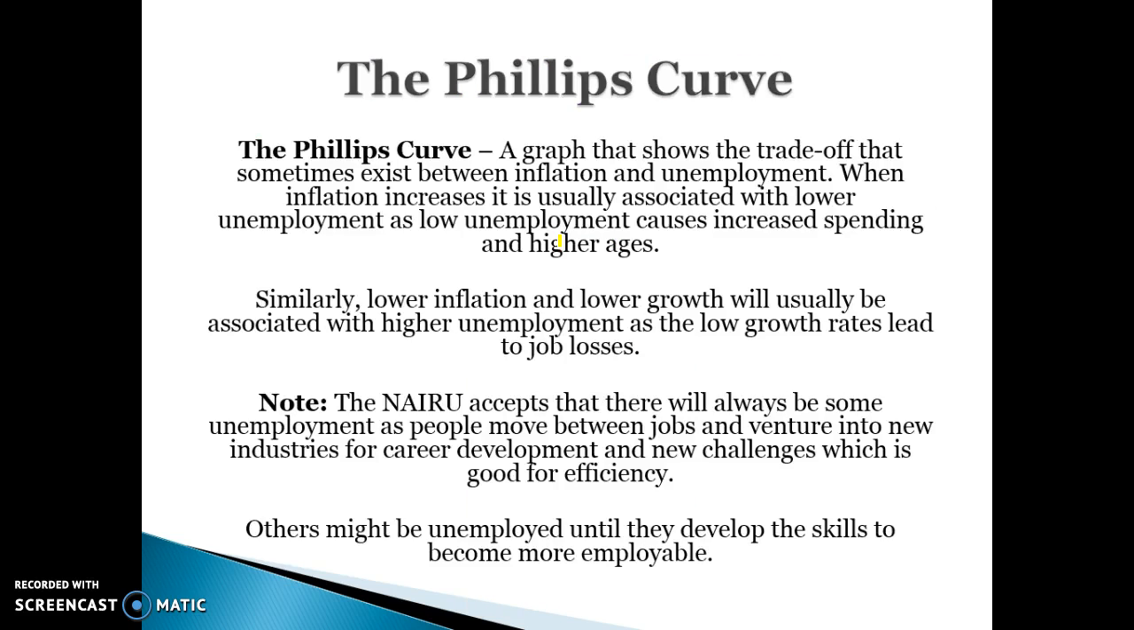You'll also see a term called the Phillips Curve. The Phillips Curve is just a graph that measures the trade-off between unemployment and inflation. So it's got employment on one axis and inflation on the other, and it looks a little bit like this. And basically what it's saying is that the higher the level of employment, the higher the level of inflation, or the lower the level of unemployment, the higher the level of inflation. So it's a graph that basically shows the trade-off between inflation and unemployment.